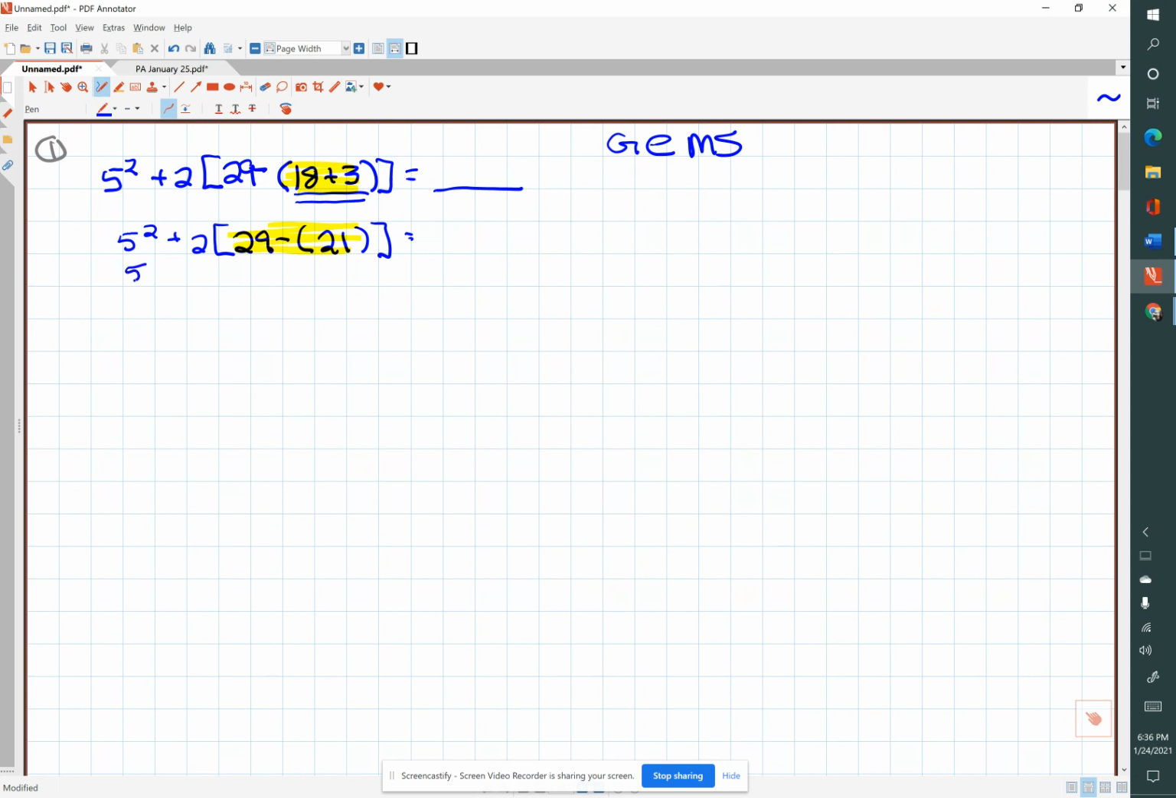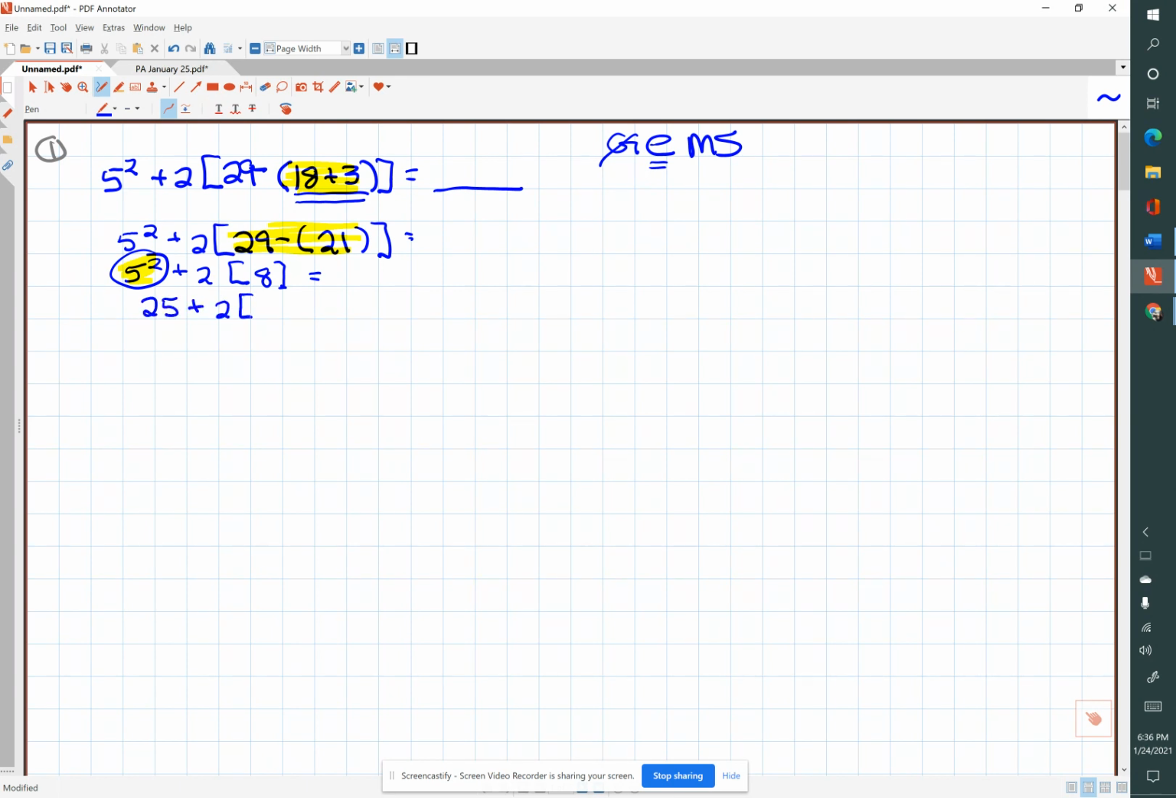So 5 squared plus 2 times the quantity of 29 minus 21 is 8 equals. Now, we've done all of our grouping symbols. We'll work with exponents. So we'll do this 5 squared, which is 5 times 5, which is 25.